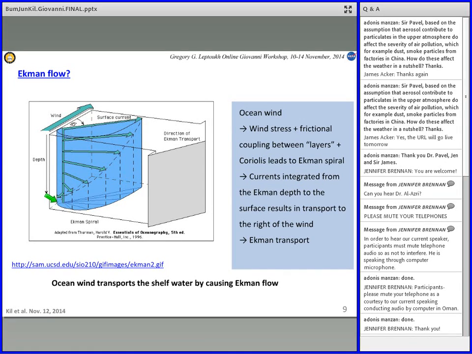The fluid moves more to the right as the depth gets deeper, and the current becomes weaker. So we call it the Ekman spiral. So this surface wind frictionally affects the seawater, reaching around 100-meter depth. So ocean wind is a very important and major forcing for shelf water by causing the Ekman flow.